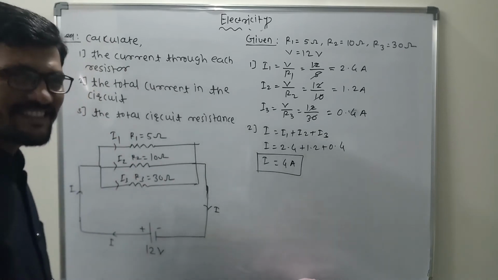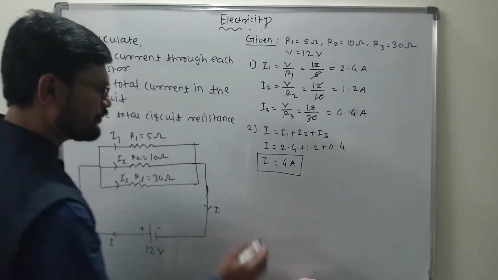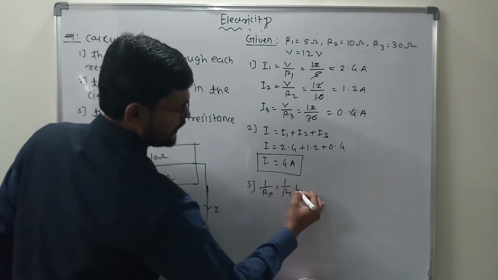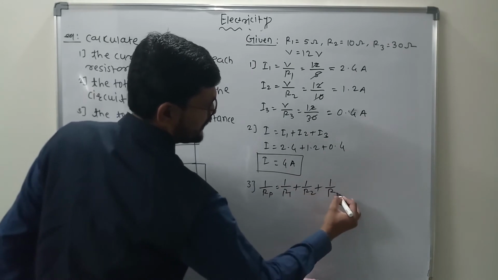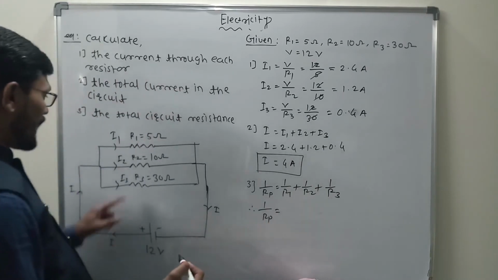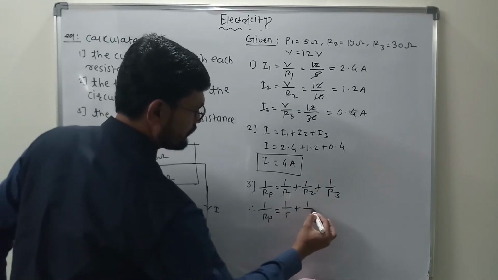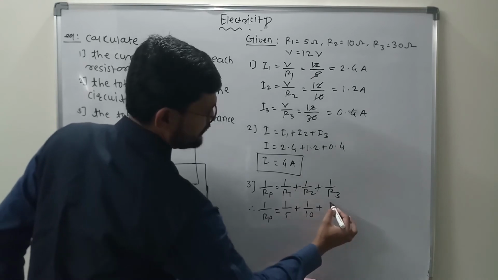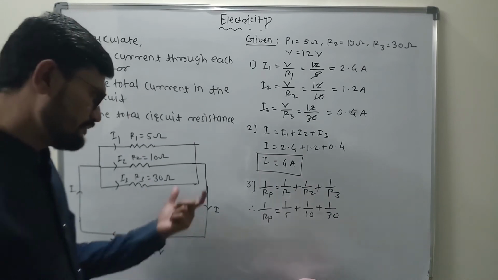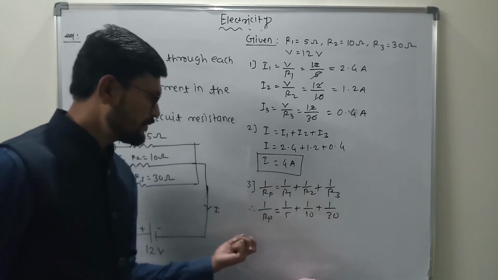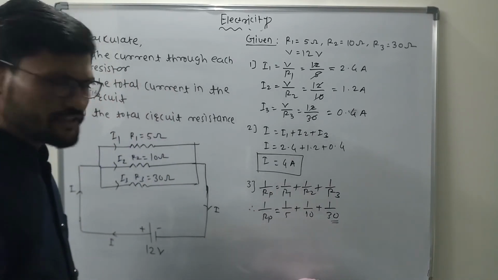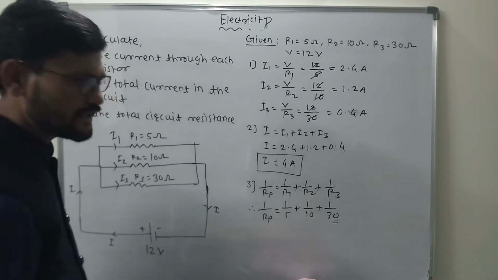Now equivalent resistance. Is the resistance the same? No. But what is the formula? We know the formula, sir. 1 upon Rp is equal to 1 by R1 plus 1 by R2 plus 1 by R3. So therefore, 1 by Rp is equal to 1 by 5, 1 by 10 and 1 by 30. It depends upon how you do it, but I think it becomes very easy if you make the denominators common. So 30 is the common denominator.